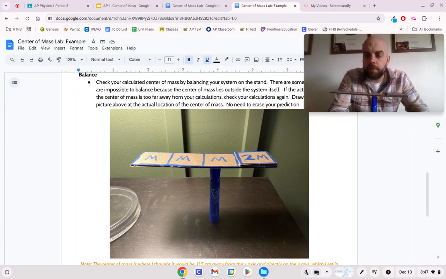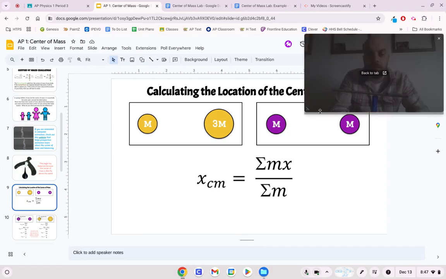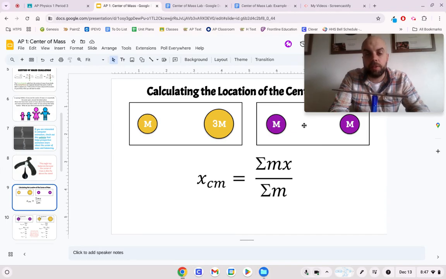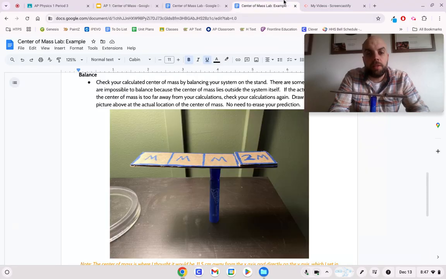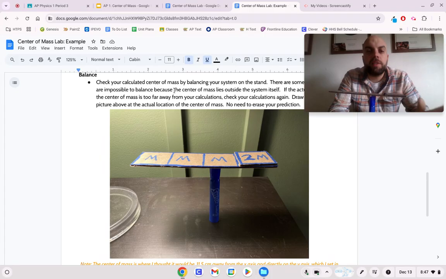There's one system in the front of the room that won't balance because the center of mass lies outside of the actual system itself. That's totally okay for systems to do, as we saw when we calculated the location of the center of mass in the presentation. Sometimes the center of mass isn't where any mass is. That's fine. But you'll know which one that is. It's the one that looks like a boomerang, and it kind of makes sense that the center of mass isn't where the mass is.